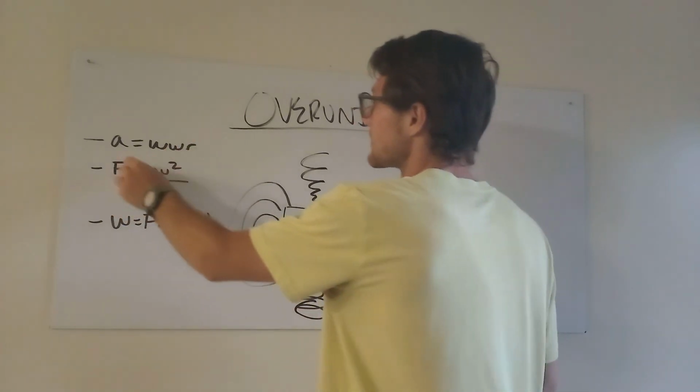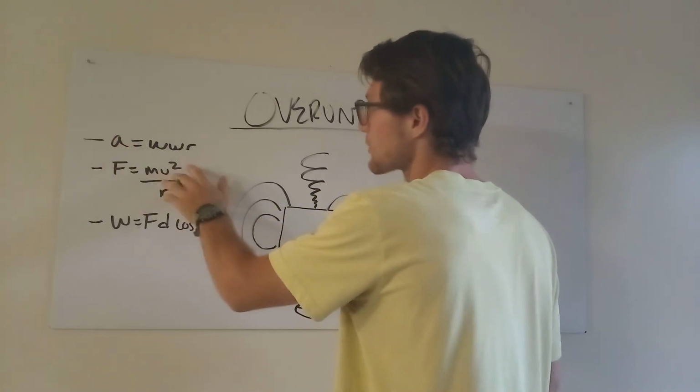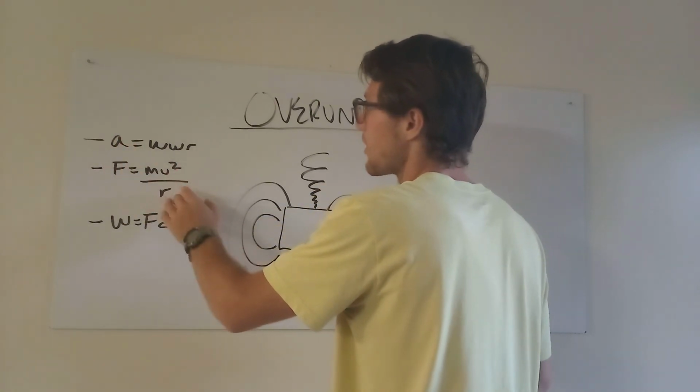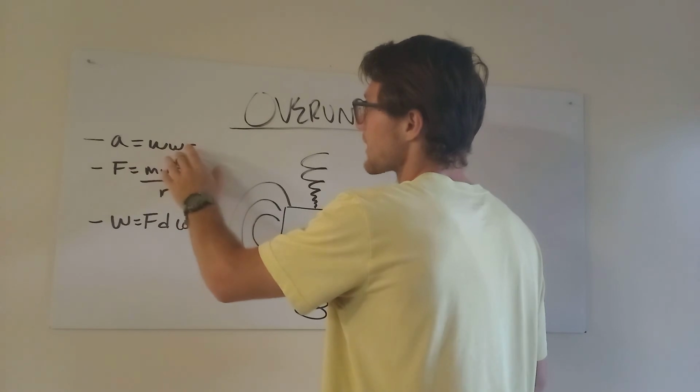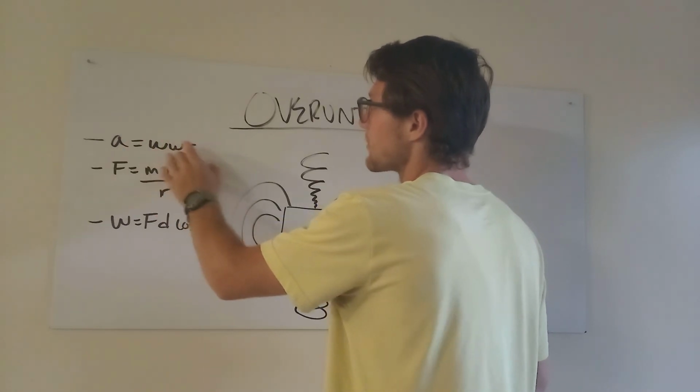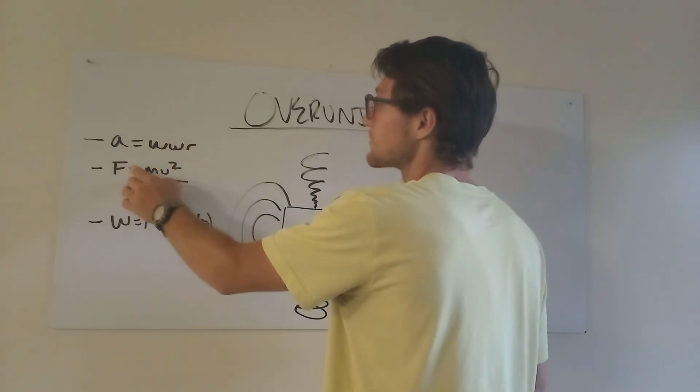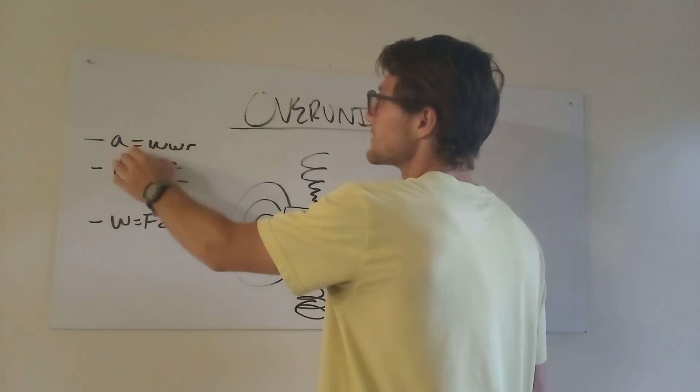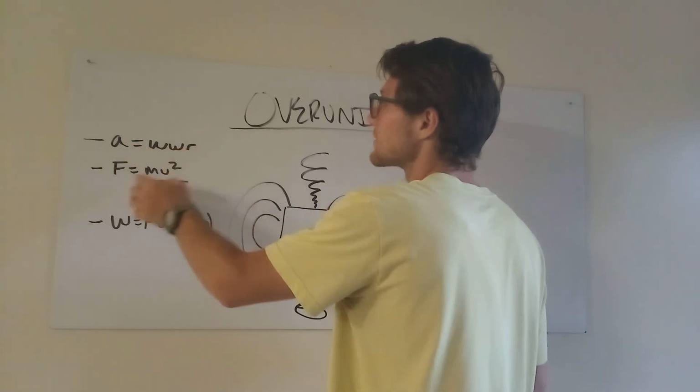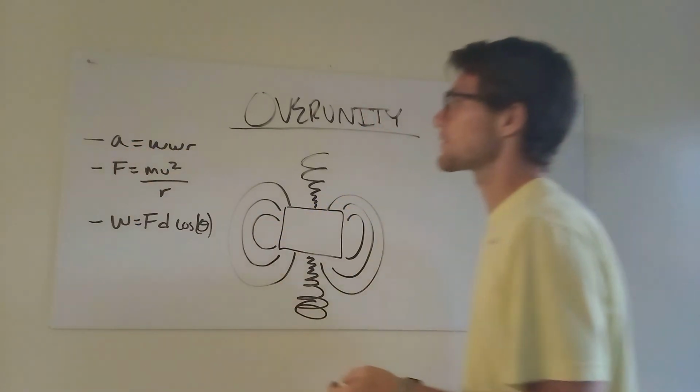And lastly, in relation to acceleration, the v squared of F equals mv squared over r can be taken and turned into omega. And this can turn acceleration into omega omega r from the centrifugal force equation. This equation here, A equals omega omega r, is a derivative of the centrifugal force equation.